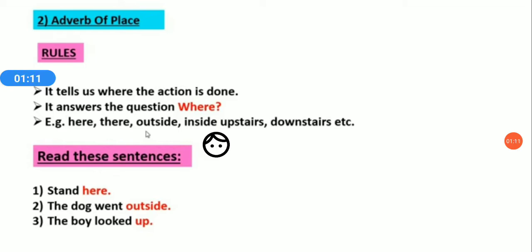Now read these sentences, children. Stand here. So it is telling us where to stand. The second example: the dog went outside. Where did the dog go? Outside. The third example: the boy looked up. Where did the boy look? Up. So here, outside, up, these are the examples of adverb of place, and it answers the question where.